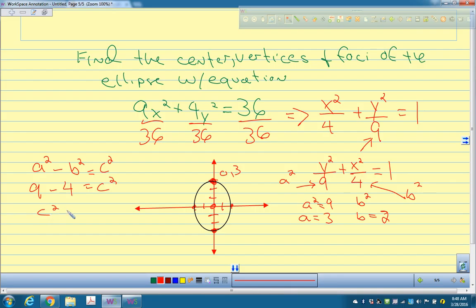So c squared equals 5. So c is equal to the square root of 5. And so you would go up, since the foci are always on the major axis, I go up square root of 5, which is like 2 point something, right? So one focus would be here, and one focus would be there, so you could write the foci are at 0, comma, root of 5, and the other is going the other direction, so 0, comma, negative root of 5. And that's how you do that.